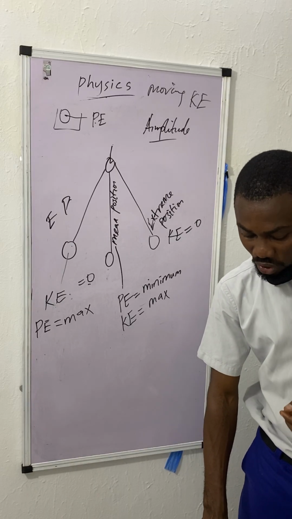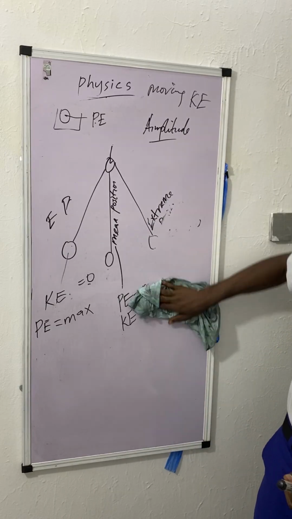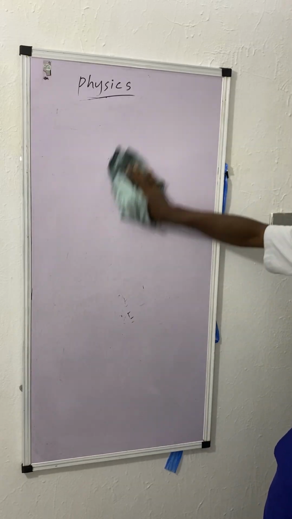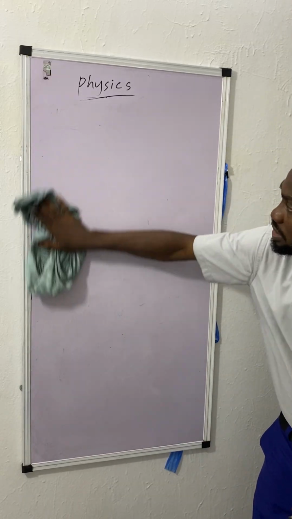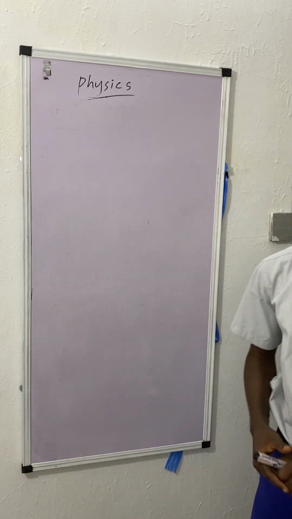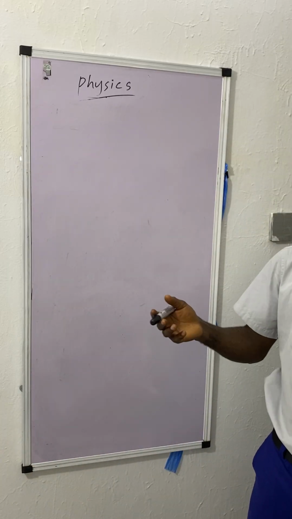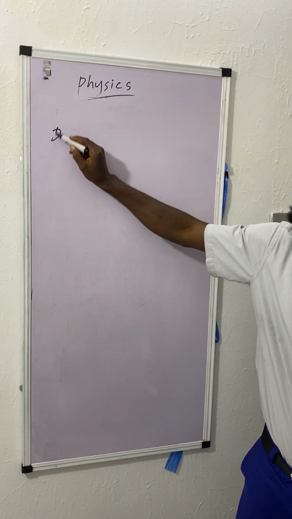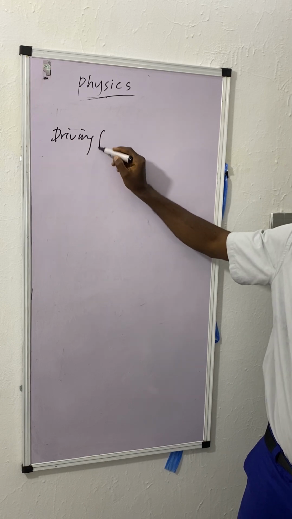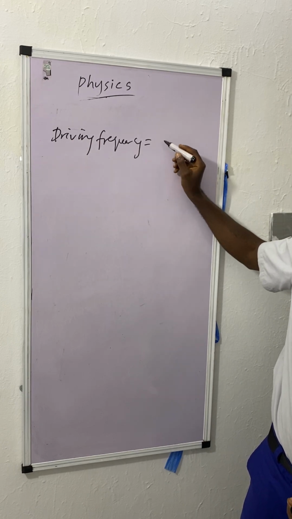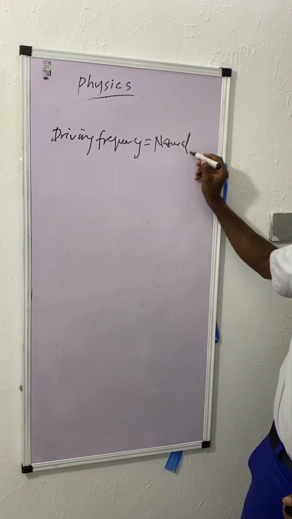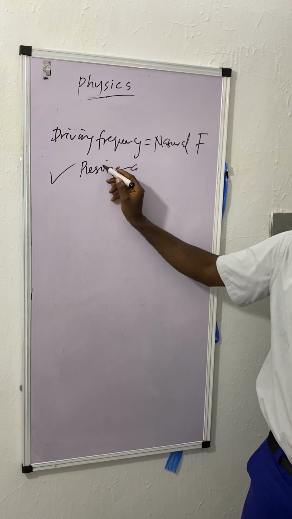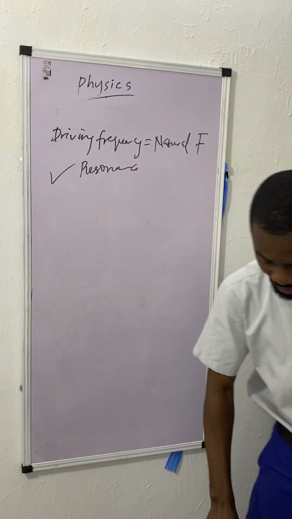Resonance is referred to as the maximum amplitude. The maximum amplitude, that is what is known as resonance. Remember what amplitude is. The maximum amplitude attained is known as resonance, and resonance occurs when the driving frequency equals the natural frequency. That's when you get resonance. Remember, resonance is the maximum amplitude. Don't forget this.